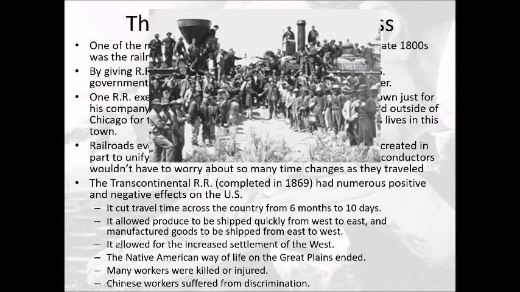Here's a very famous picture of the completion of the Transcontinental Railroad. It shows the two main railroad companies, the Central Pacific and the Union Pacific, meeting in Promontory, Utah, to connect the two branches of the railroad. But in this picture, no Chinese workers, even though they played a great role in building the railroad, were featured. Only white men.